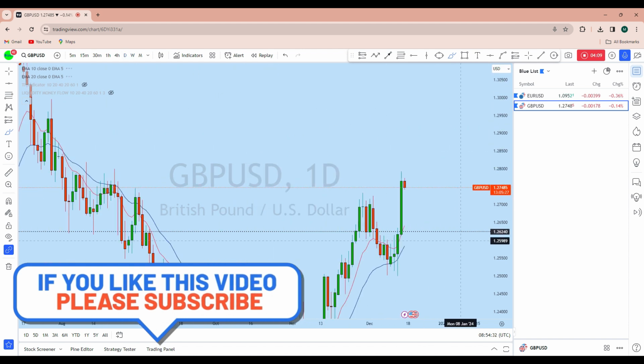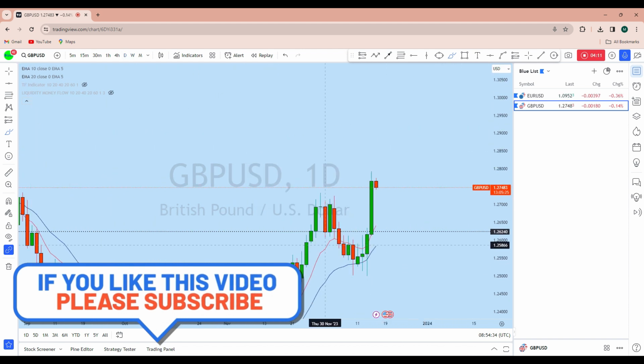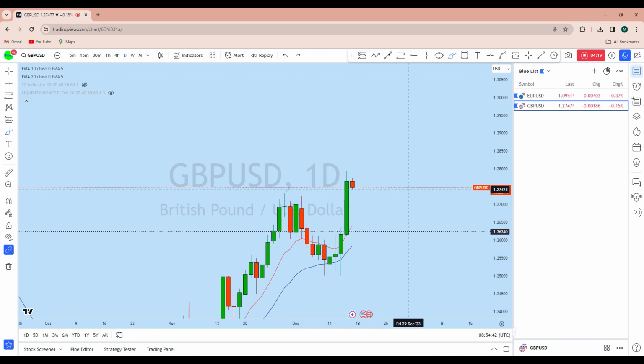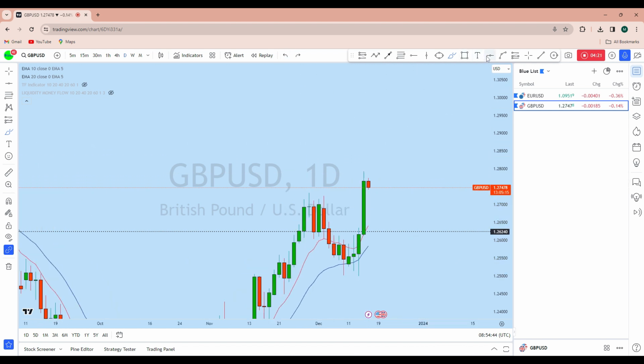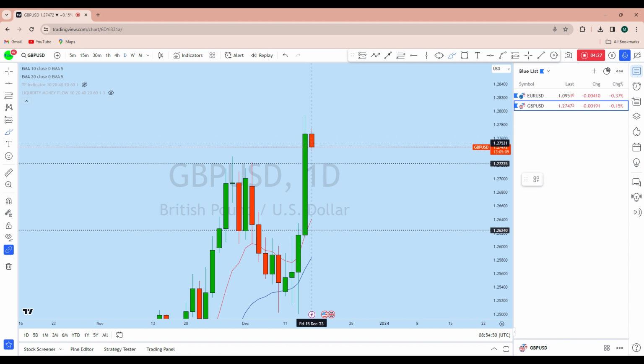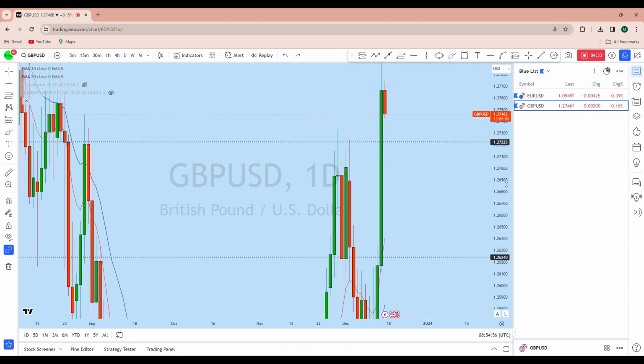Now if we look at the daily, back to back 3 days of liquidity grab in that zone has given a very strong momentum on GBPUSD. And as you can see, GBPUSD looks a bit stronger than EURUSD. And what I think is that now we can expect the price to come down for a deeper pullback and then to continue to rise to the upside.